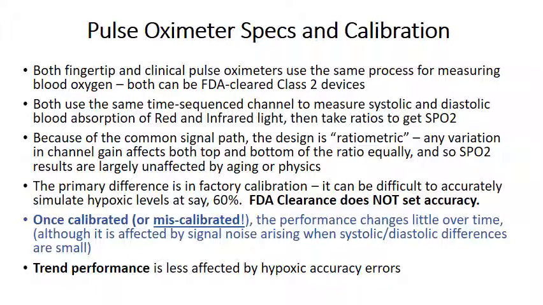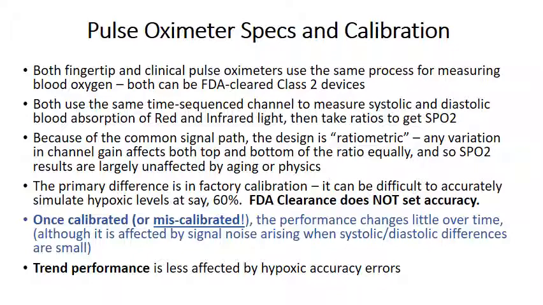So there is a difference between the inexpensive fingertip pulse oximeter you put on your finger, and the high-end hospital ones that cost 100 times more. Once calibrated or miscalibrated, the performance changes little over time. But it turns out that the way in which a pulse oximeter is used is more often associated with the trend performance. So you're looking to see whether or not the oxygen levels are increasing or decreasing to diagnose patient condition.